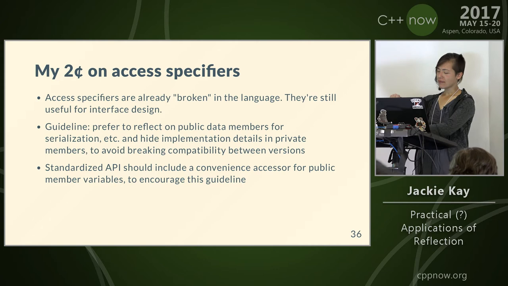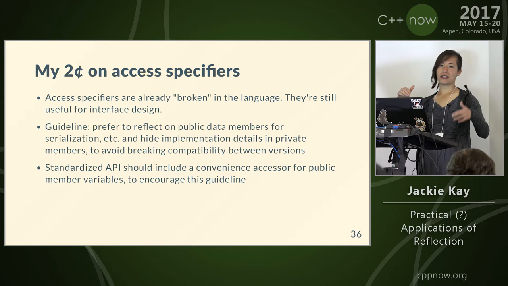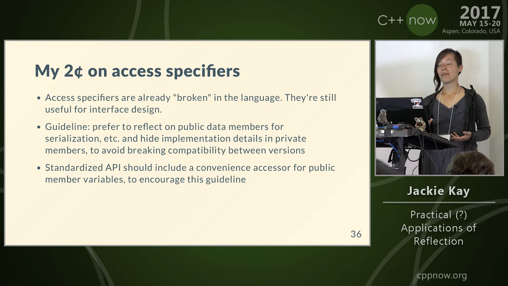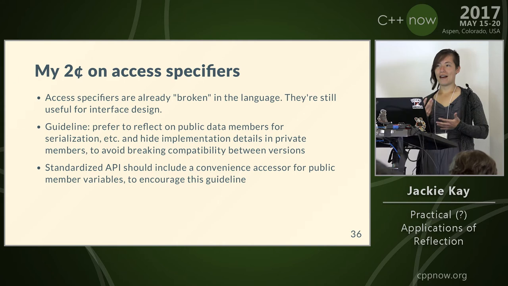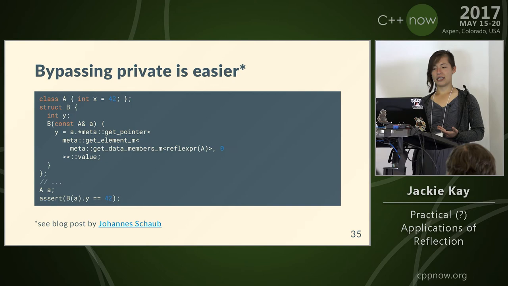So yeah, my general feeling is I think if we get reflection soon, the guideline is going to be you should reflect on public member data by default and continue the guideline with access specifiers we already have, which is use private members for implementation details. That way, if you are serializing something, for example, you're going to avoid having compatibility issues between serialization formats. I do think it's very uncommon, actually, to have what I showed on this slide, which is I'm using zero or a compile time index to directly grab a member pointer, but you can do it.